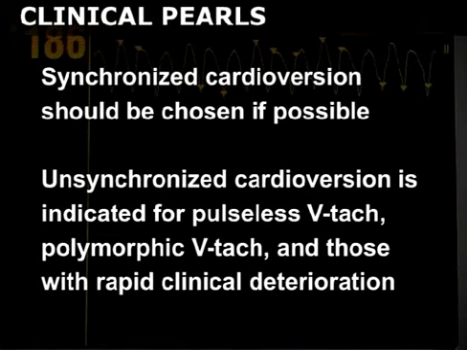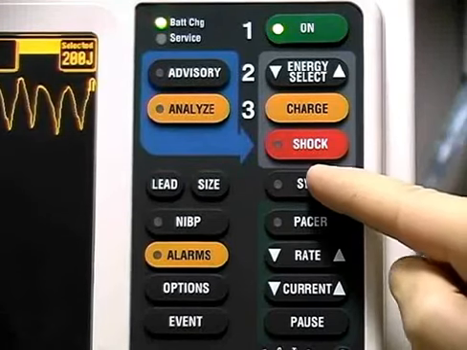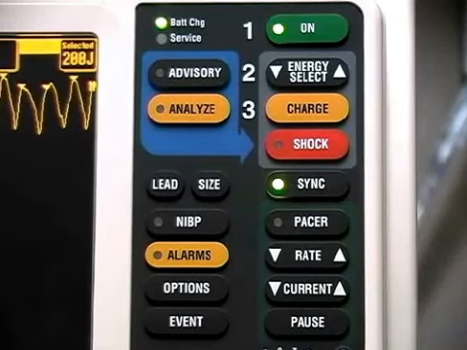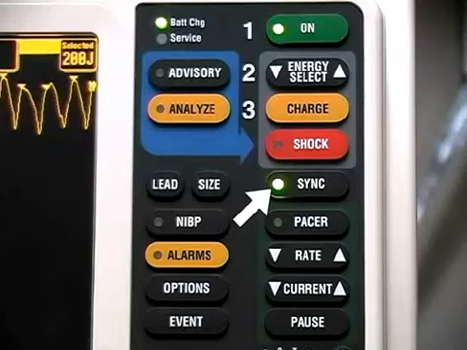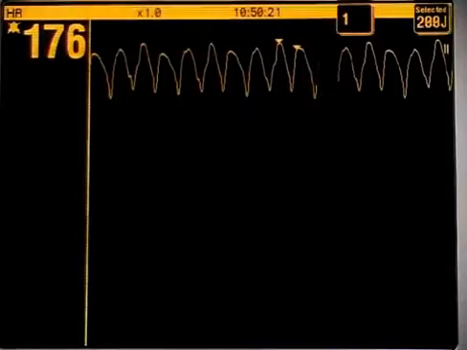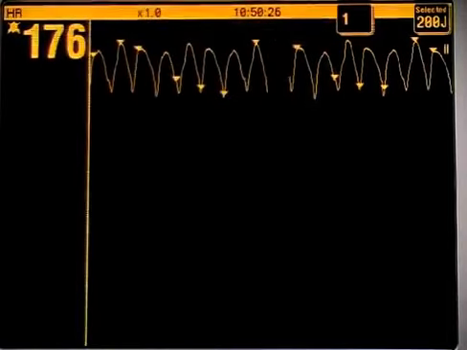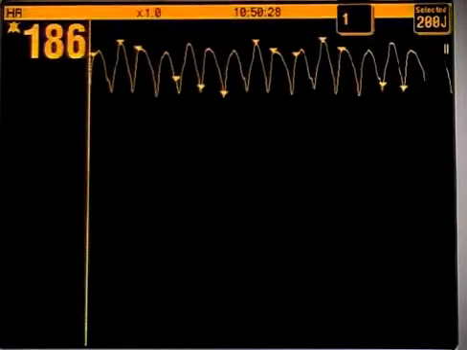Unsynchronized kardiyoversiyon is indicated for patients with pulseless ventricular tachycardia, polymorphic ventricular tachycardia, and in those with extreme and rapid deterioration of clinical status. To select synchronized mode, press the Sync button on the front panel of the monitor. An indicator light on the button signifies that synchronization is active, and the monitor will display blips on the EKG tracing to show that proper sensing of the QRS complex is occurring.